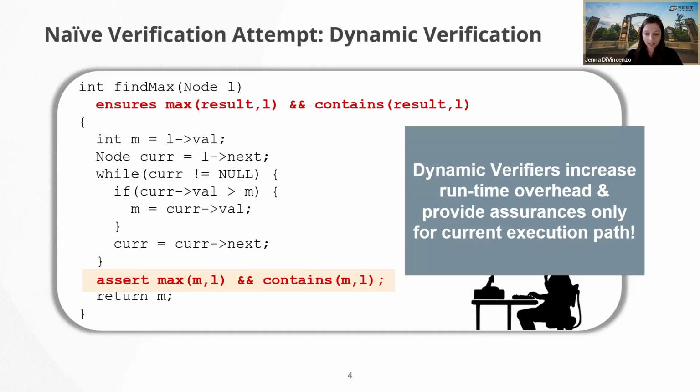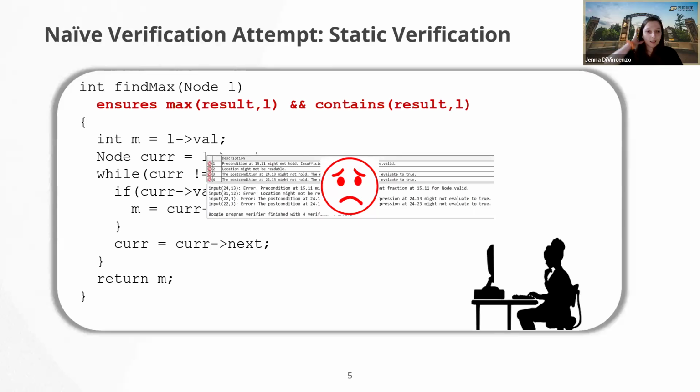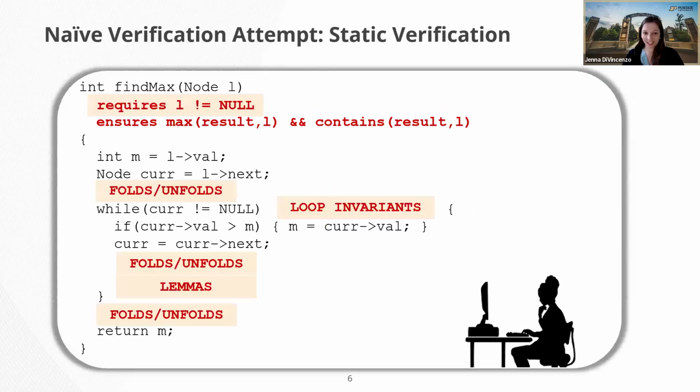So she turns to static verification instead. If she tries to take her code and spec as is and put it into a static verifier, she's going to be sad because she's going to get a lot of errors. And they're not errors because her code is wrong necessarily or her spec is wrong necessarily. It's primarily going to be because she's missing a lot of specifications. The verifier needs a lot of help to be able to provide good feedback.